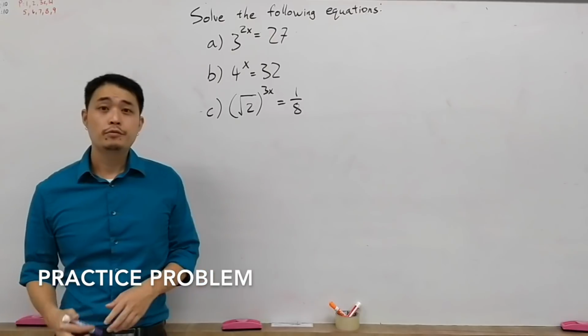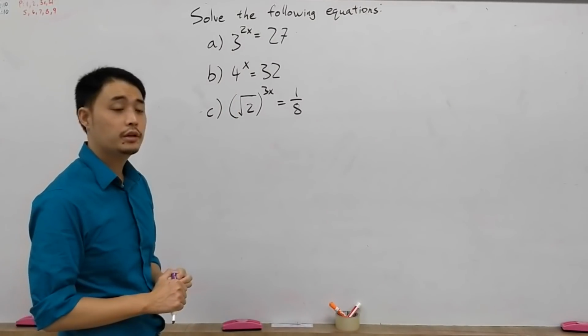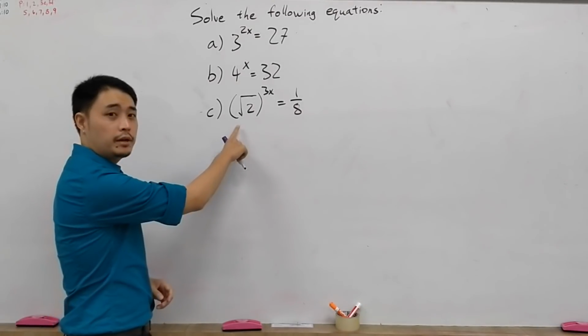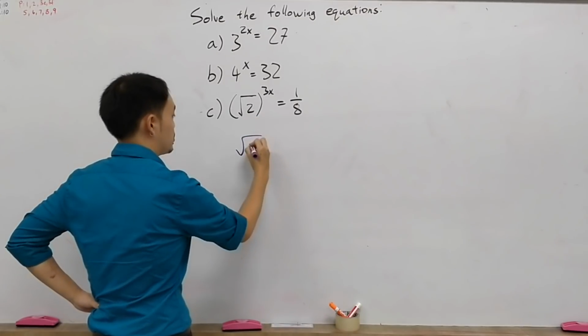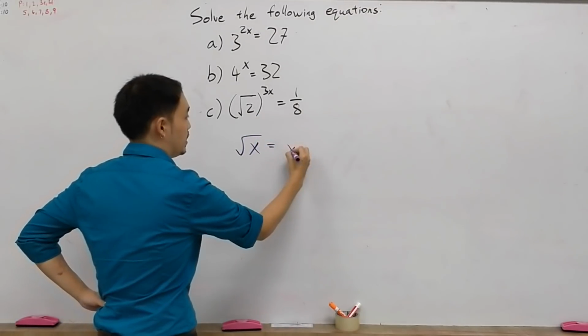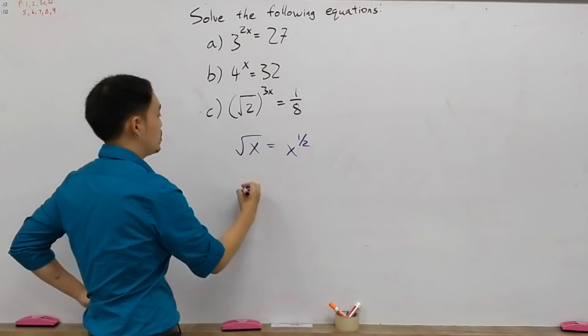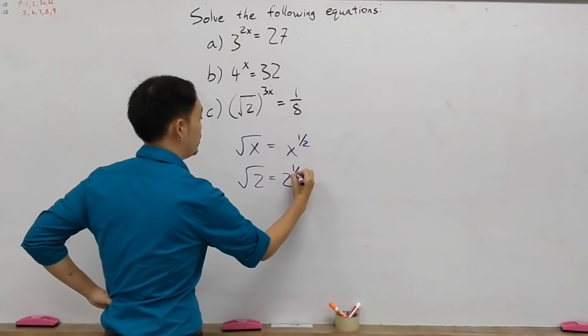All right, guys, so for your practice problem for tonight, I'd like you guys to solve these 3 quick equations for x. Quick hint on number c. The square root of anything, if I say the square root of x, is the same as that thing to the 1/2 power. Okay, so square root of 2 is basically the same as 2 to the power 1/2.